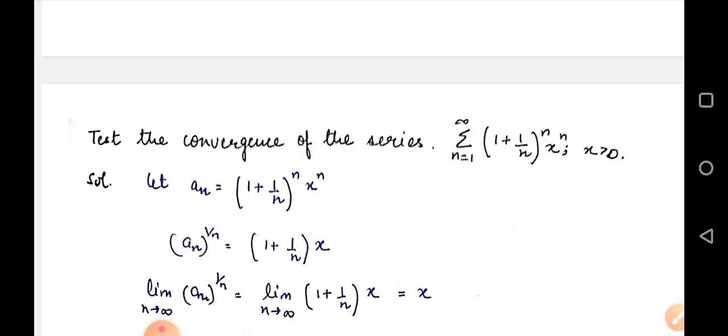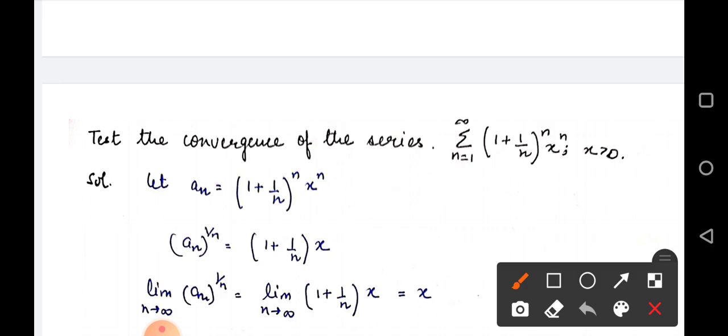So test the convergence of the series summation n from 1 to infinity, (1 plus 1 by n) to the power n, x to the power n. So what is an? Let an be (1 plus 1 by n) to the power n, x to the power n.